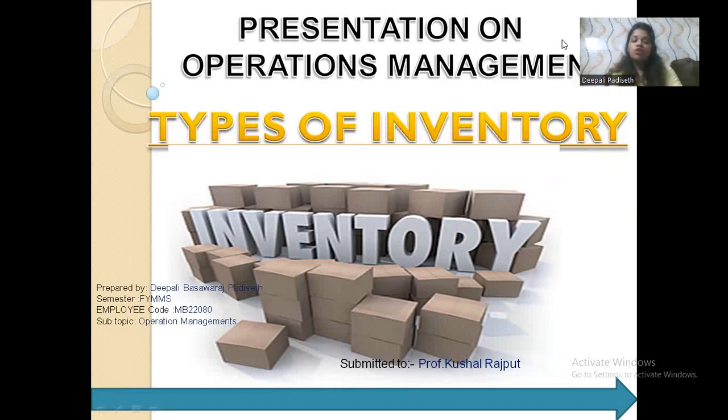Today we will talk on the topic of types of inventory from the subject operations management. In this we will study how inventories are necessary for a company to run and what happens if there is excess of inventory in a company. We will see different types of inventory also.